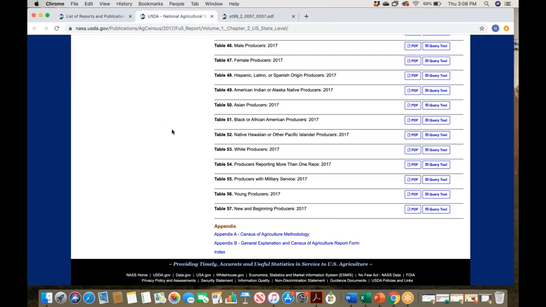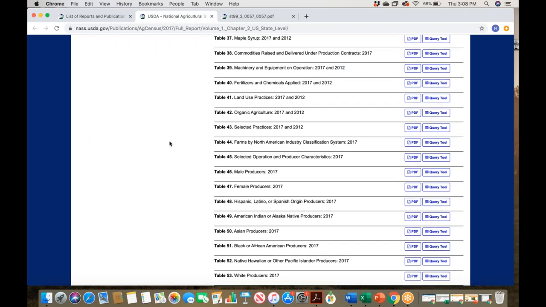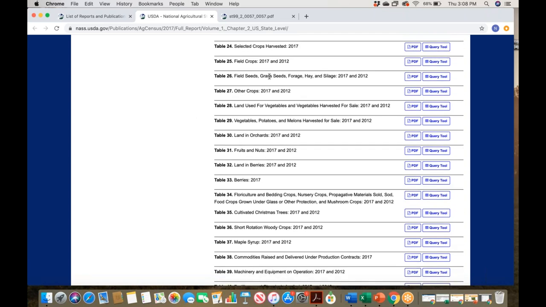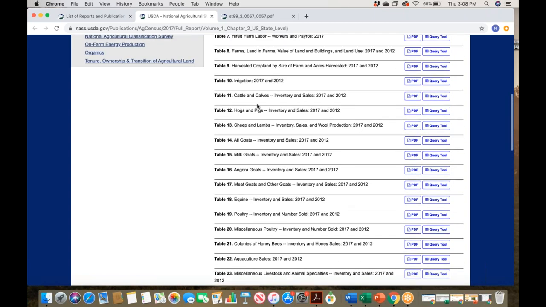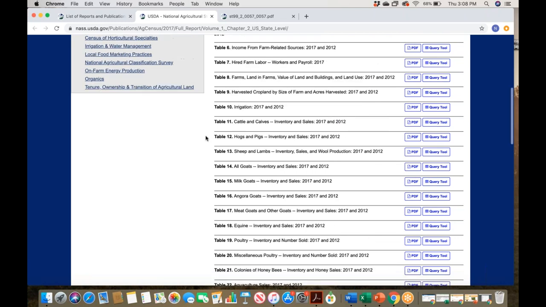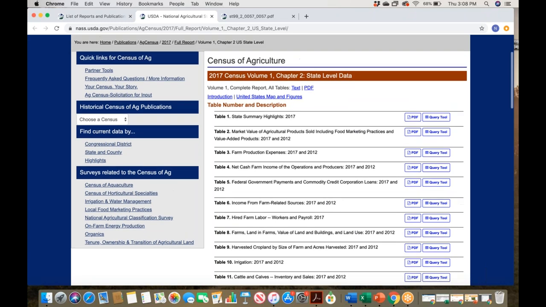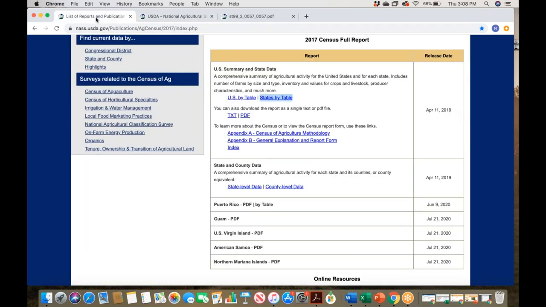Let's go back. Also on the state level information, we see female producers, we see maple syrup, we see field seeds, grass seeds, forage, hay, and silage. These are just different examples, hogs and pigs. Hired farm labor, and summary highlights. So just play around here on this page and give yourself a sense of your state.